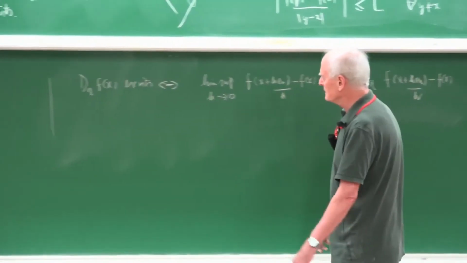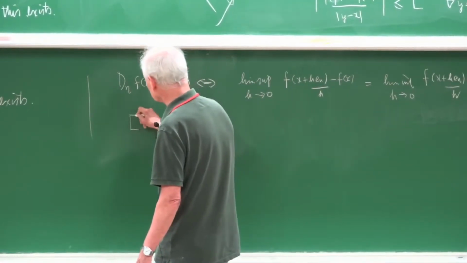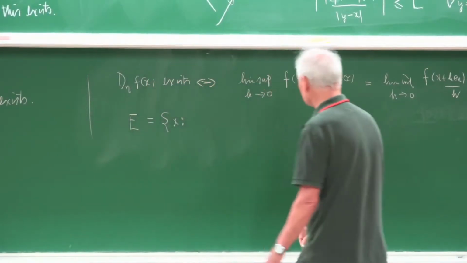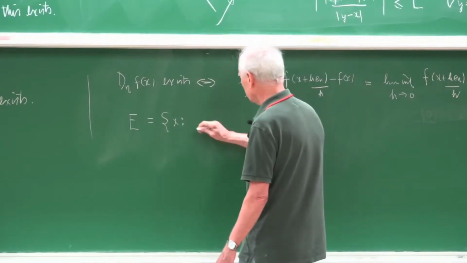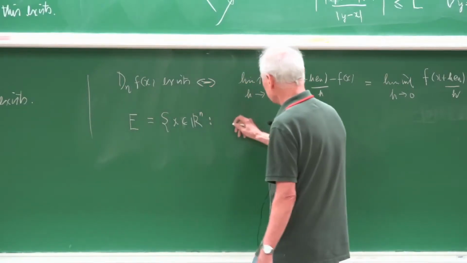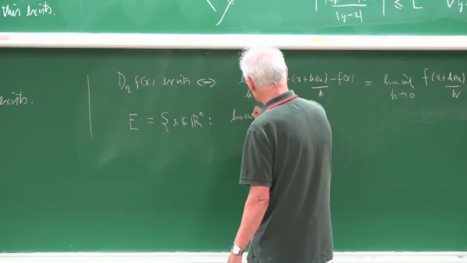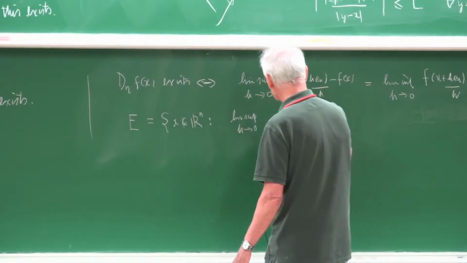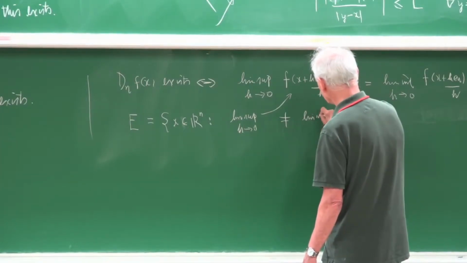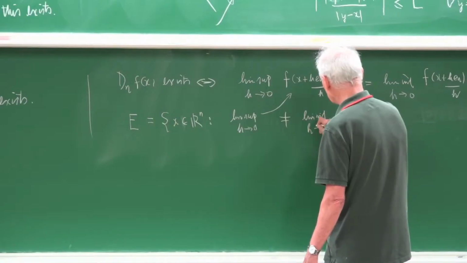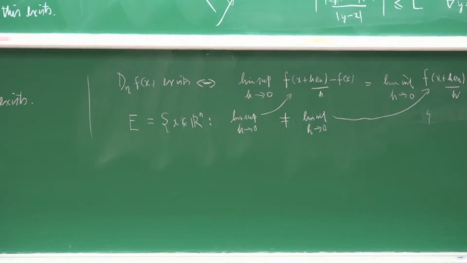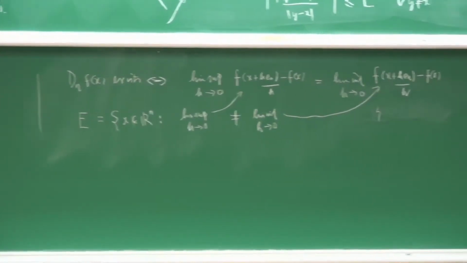And let's consider the set of points E. Let E be the set of x in R^n such that these are different, such that the lim sup is not equal to the lim inf. So let's look at that set. That's the set of points where the partial derivative does not exist.